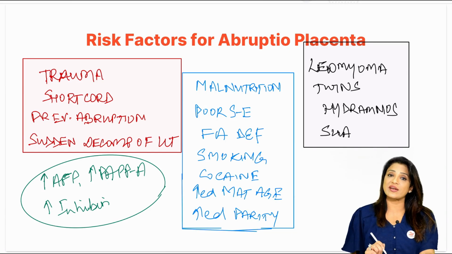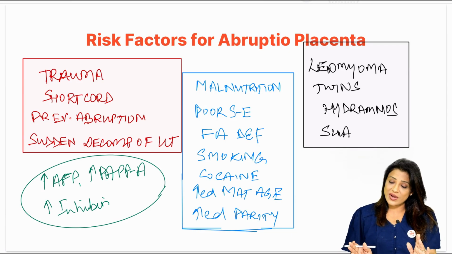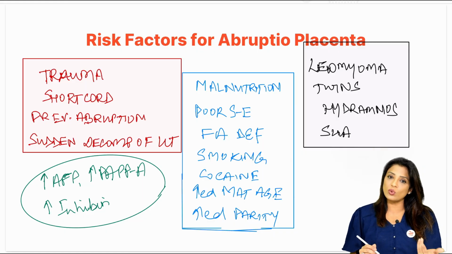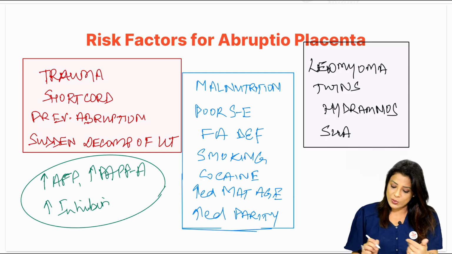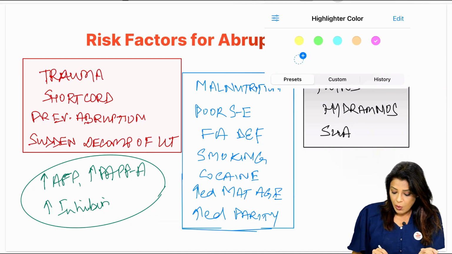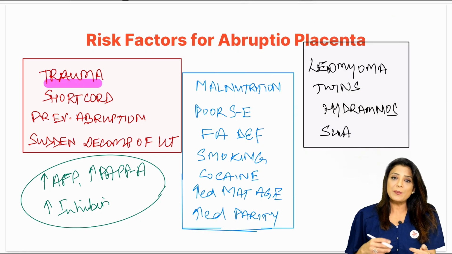Next, coming to the risk factors for abruption. Now, what are the risk factors? Why have I divided them into these 4 categories? So that it becomes easy. I haven't made any mnemonic for you because you can make your own mnemonics, but it's easy to remember this way. Now, first of all, coming to the causes which are leading to premature separation.